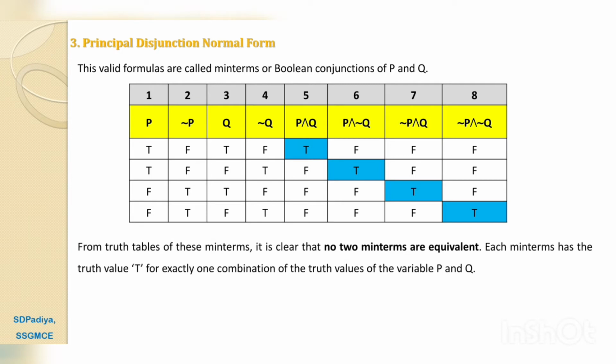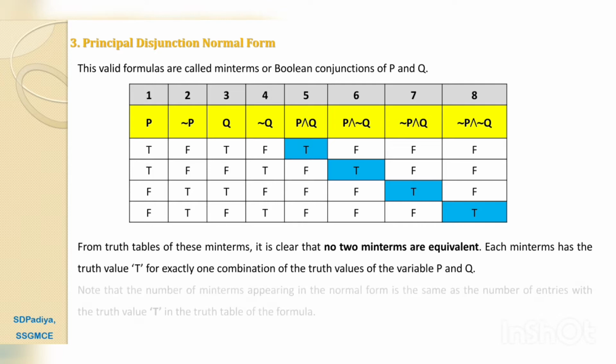First, every min term is unique. Second, every min term contains exactly one truth value true. From the truth table of these min terms, it is clear that no two min terms are equivalent. That is our first conclusion. Each min term has the truth value T for exactly one combination of the truth values of the variables P and Q. These are the two conclusions.